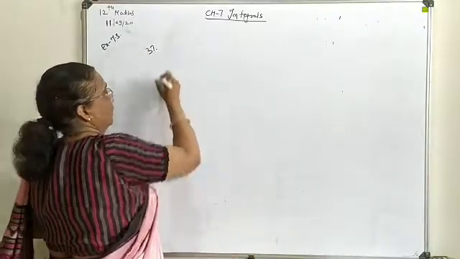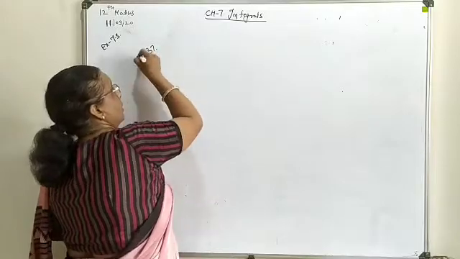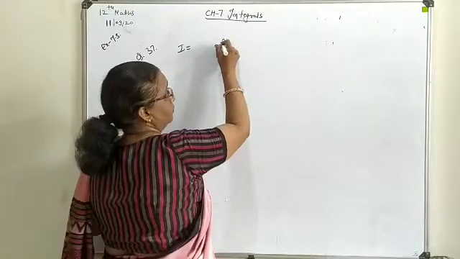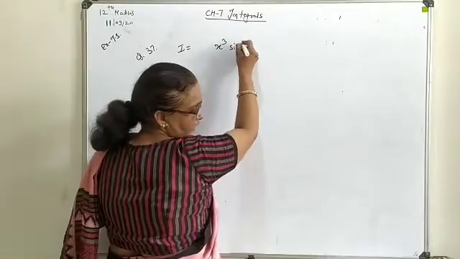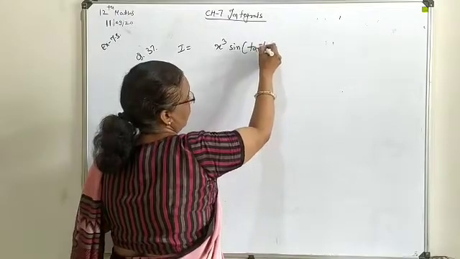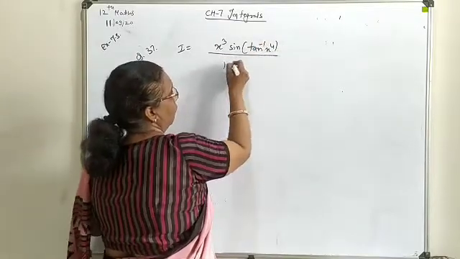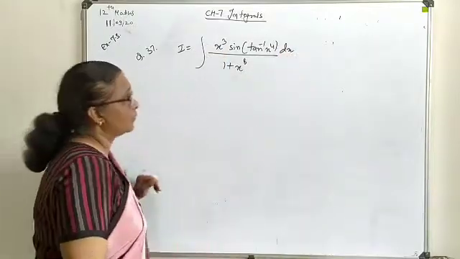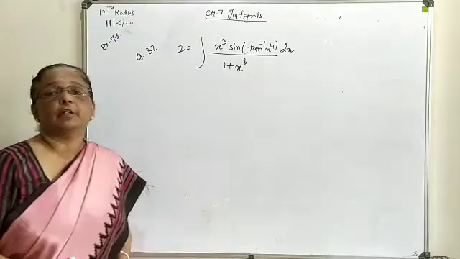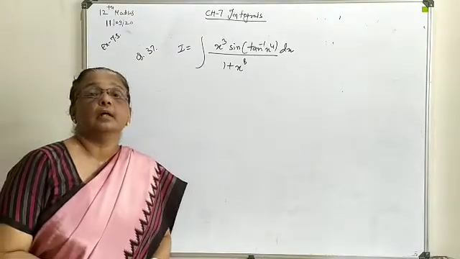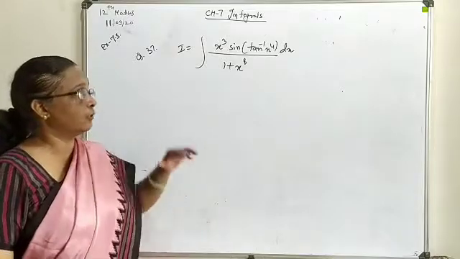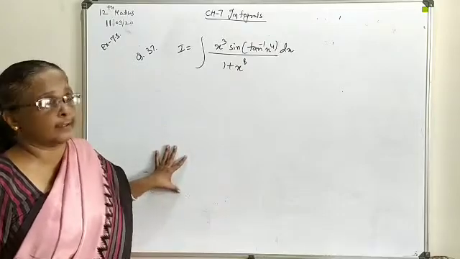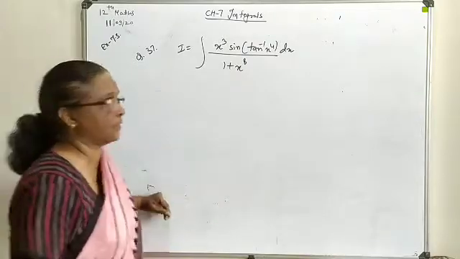Now the last one of this exercise is available as x cube sine tan inverse x power 4 upon 1 plus x power 8. Here inverse is available, so that only we can suppose as a t form. Because no cos term other than the sine is available in the question, only this tan inverse x power 4 we are going to suppose as t.